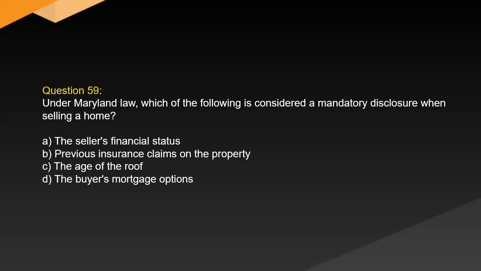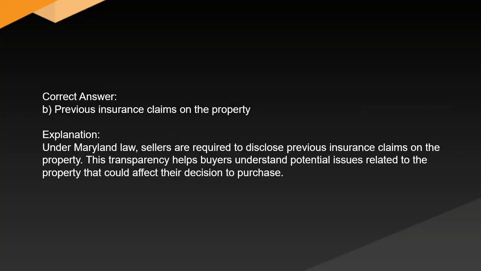Question 59. Under Maryland law, which of the following is considered a mandatory disclosure when selling a home? A. The seller's financial status. B. Previous insurance claims on the property. C. The age of the roof. D. The buyer's mortgage options. Correct answer: B. Previous insurance claims on the property.